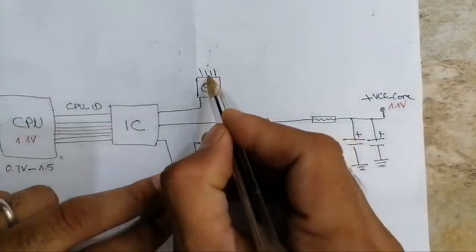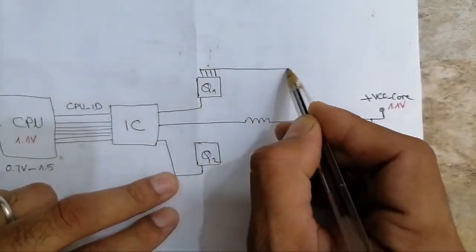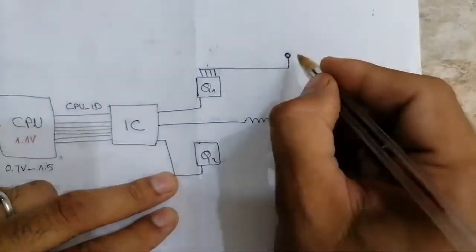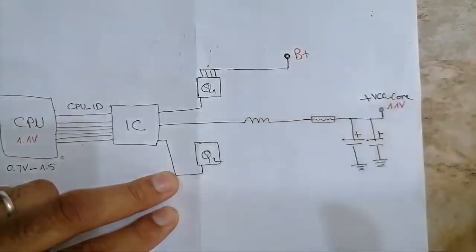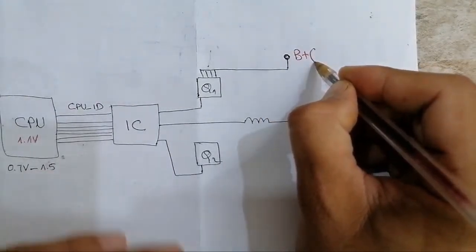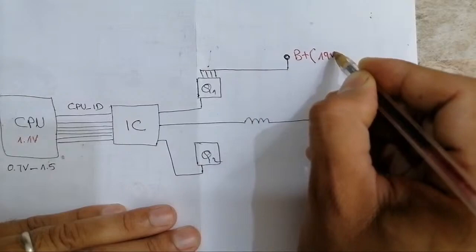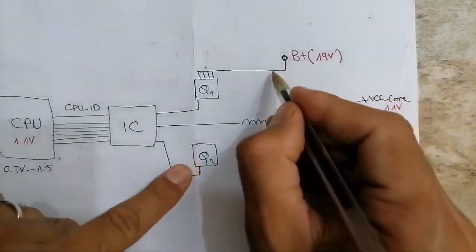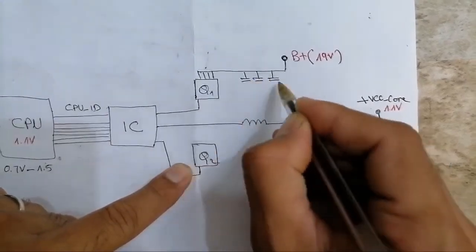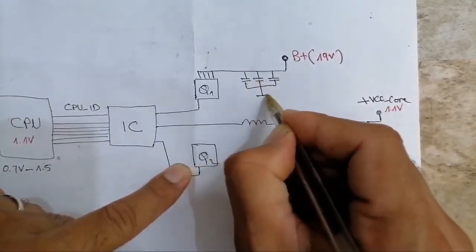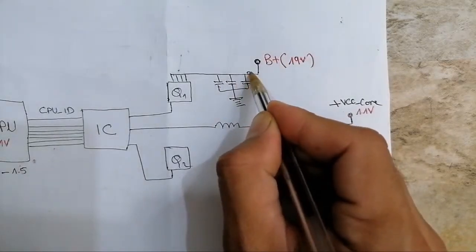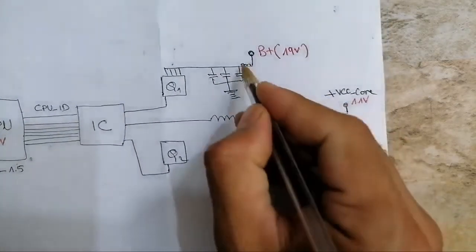This MOSFET is always connected with the input, I mean with the B+. Let's assume, for example, that the B+ on the motherboard is 19 volts. This B+ of course will pass through some capacitors. Usually these are ceramic capacitors, and sometimes we can even find an inductor at the input, inductor L.